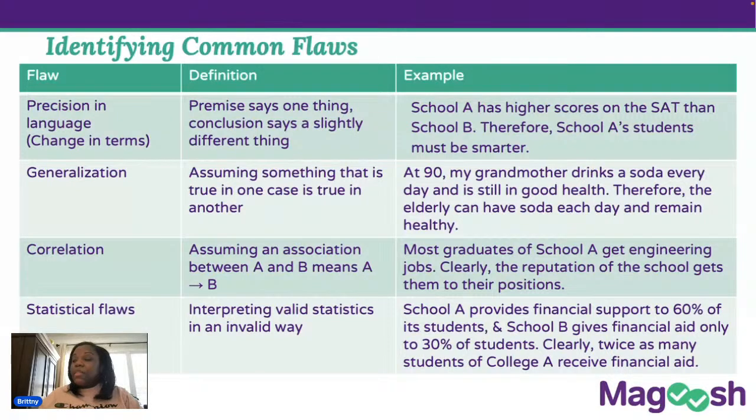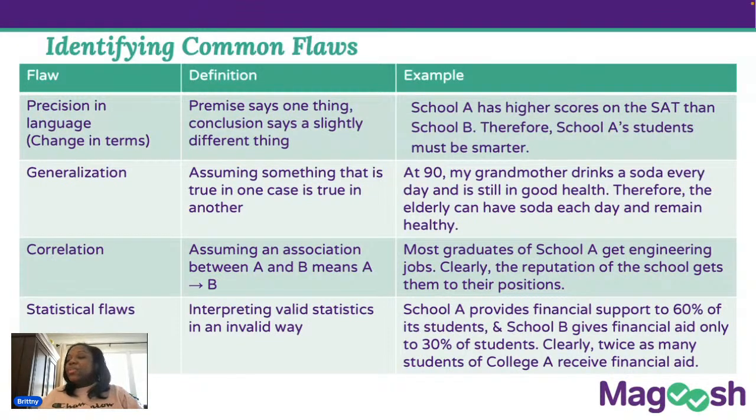So we're assuming that just because my grandmother drinks soda and is healthy, that every elderly person can drink soda and still remain healthy. That may not be the truth, right? So again, poking holes in that theory. What are some other explanations for why grandma might be healthy? It could be her genetics. It could be that she's drinking unsweetened soda. It could just be luck of the draw, right?